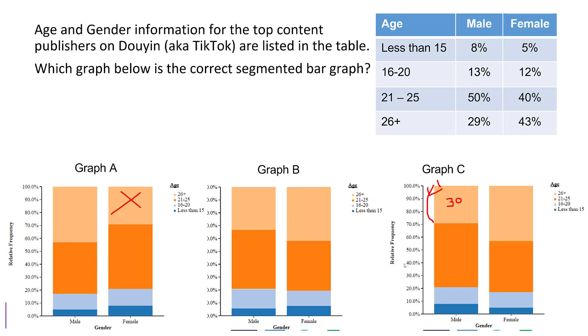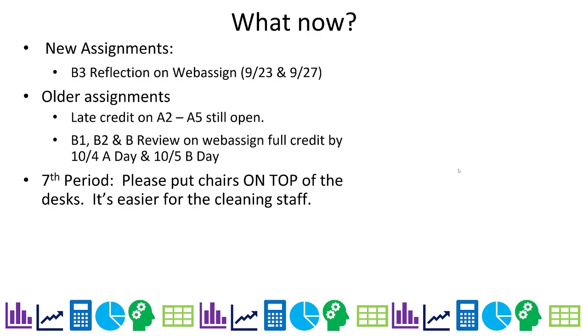Dark orange is 21 to 25. So we got a 50 and a 40%. So let's check. We got 70 all the way down to 20. That looks like 50%. Over here, this is cut off, but it is less than 70 down to less than 20. So graph C should be the correct answer. Okay, let me find my pen. There we go. Graph C is my answer. Sorry about the horrible circling.